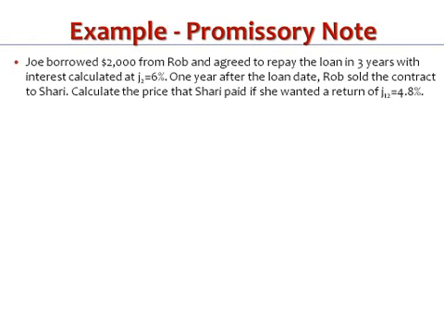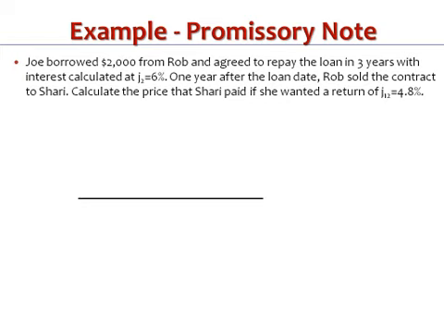So here's an example. Let's say that Joe borrowed $2,000 from Rob and agreed to repay the loan in 3 years with interest calculated at 6% compounded semi-annually. That's what the J2 means, semi-annually. Now 1 year after the original loan date, Rob sold the contract to Sherry. Let's figure out what Sherry would pay if she wanted a return on her money of 4.8% compounded monthly. That's what the J12 means, 4.8% a year compounded 12 times per year or monthly.